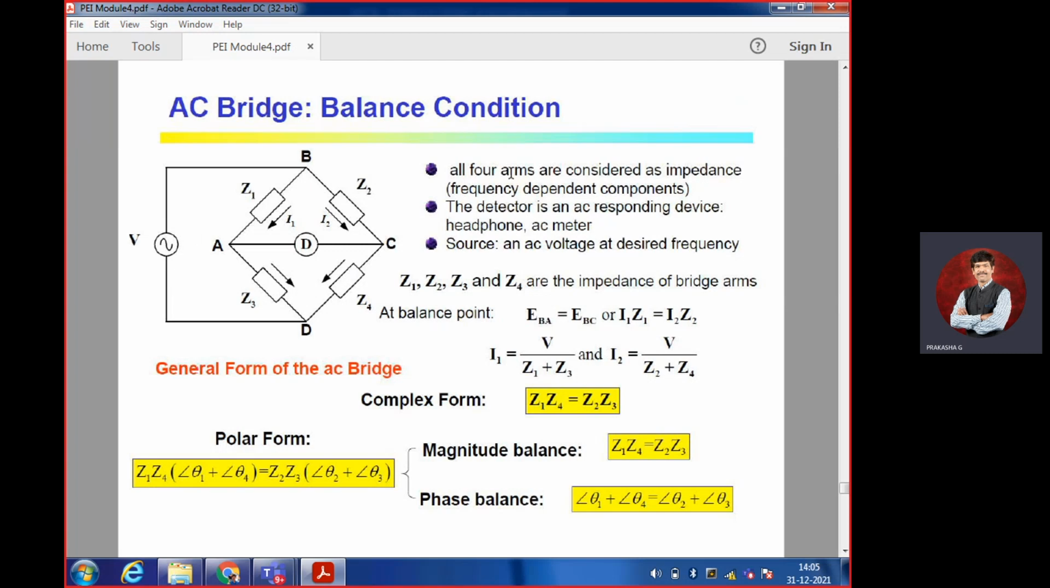All four arms are considered as impedance, frequency dependent components. The detector is an AC responding device. This is the detector. The D that we are having is a headphone which is connected.